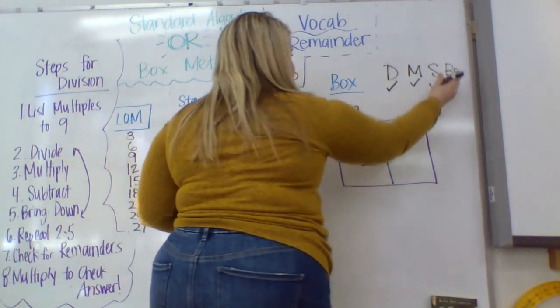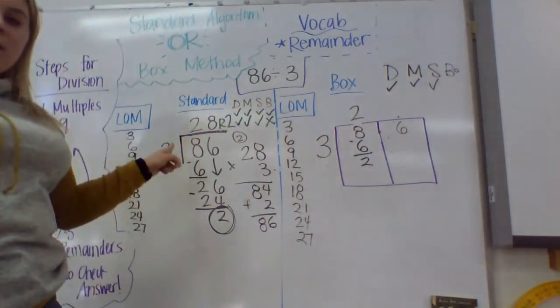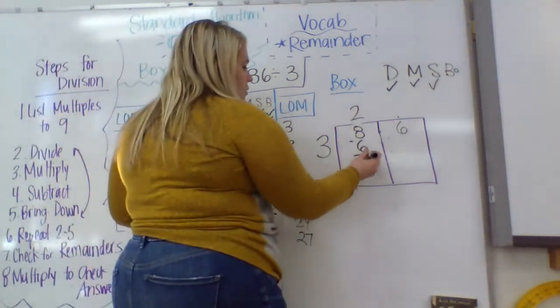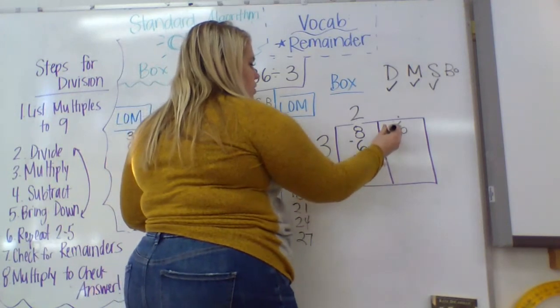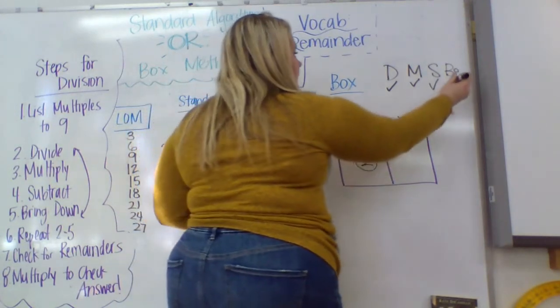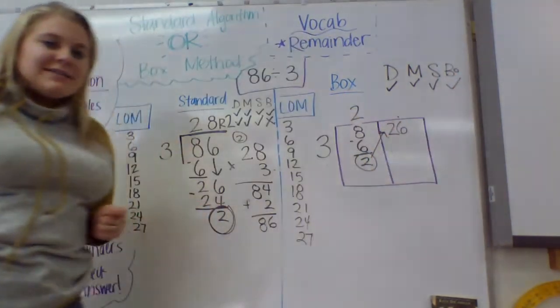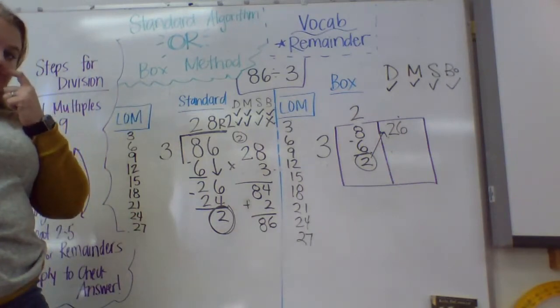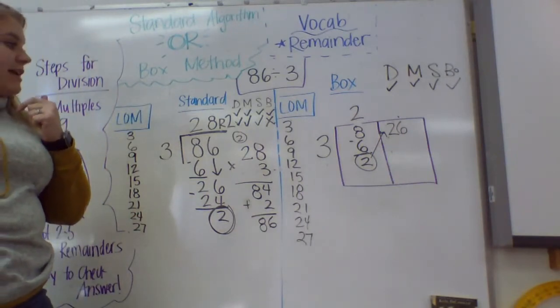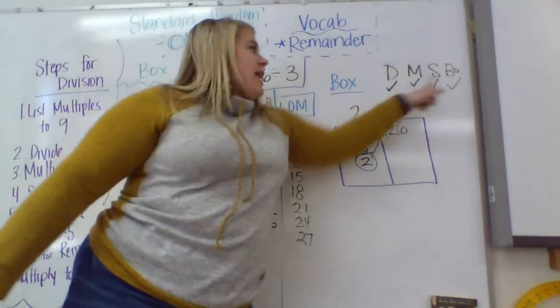is 2. Now here's where it's different from standard algorithm. We have to bring it over. So you circle your 2 and you draw the arrow and bring it over in front of that 6. You now have 26. So for this, now we've done our checks to start over.